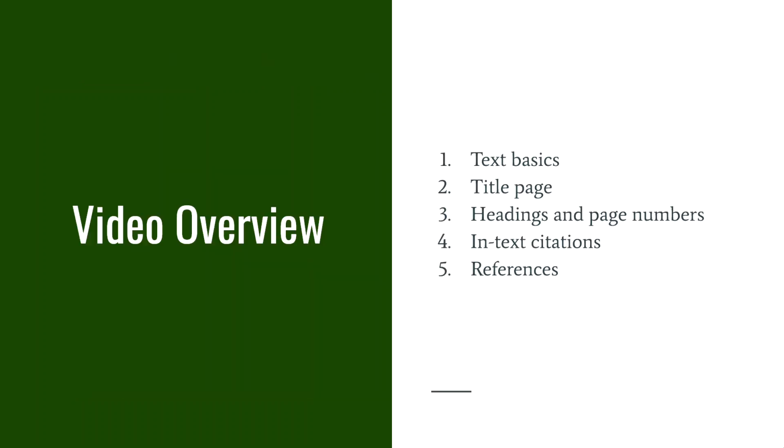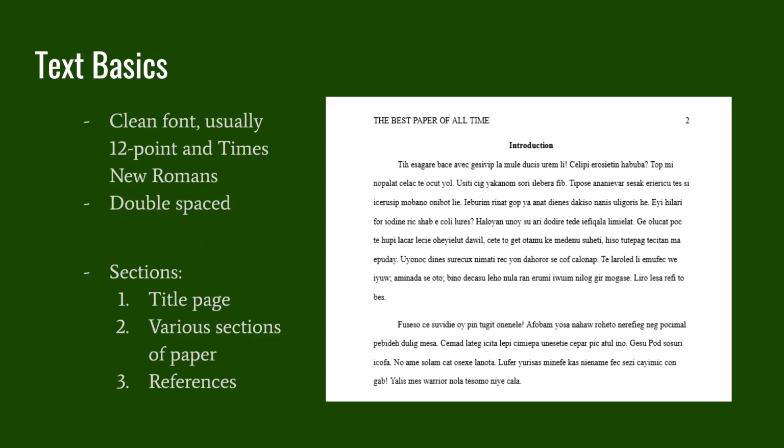So here's a video overview for you. First, we're going to go over text basics. We're going to look at what your title page needs to look like, how to include headings and page numbers, how to include in-text citations, and finally, references. Remember, of course, the whole goal of using APA formatting is to give credit to the work and the writings of different authors that we're trying to cite in our paper. All right, so let's kick it off with the text basics.